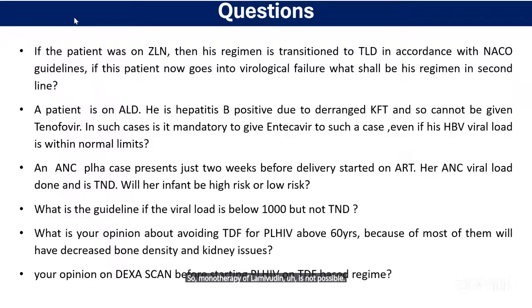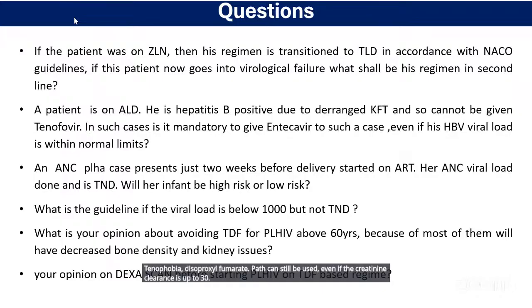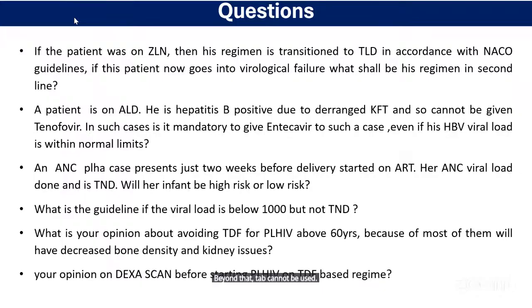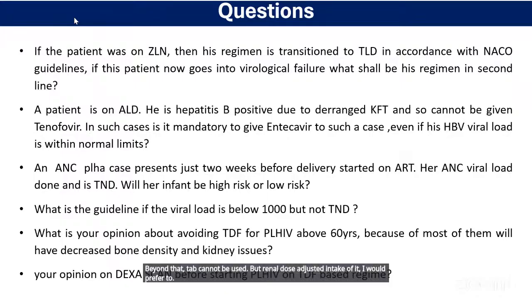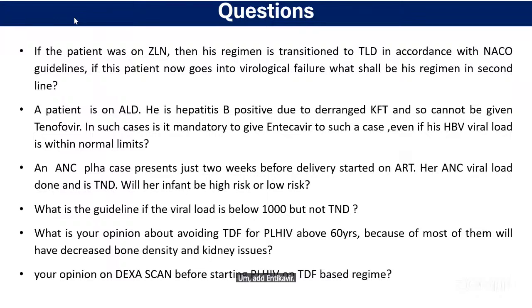Now here, because of deranged KFT, we are not using tenofovir disoproxil fumarate. TAF can still be used even if the creatinine clearance is up to 30. Beyond that, TAF cannot be used. But renal dose adjusted entecavir, I would prefer to add in this particular patient.